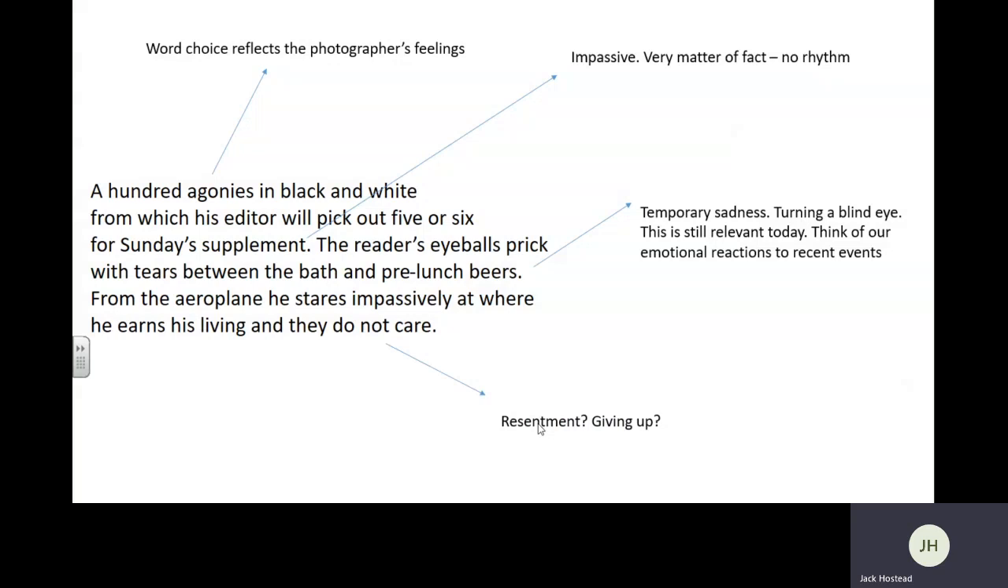So he's kind of staring, I think, possibly at England, the United Kingdom, and he stares impassively at it, like he's almost disappointed that they don't care because they don't see what he sees. Is he reflecting on his mission? Does he have resentment towards it? Is he giving up? We don't know. But these are all the ideas that you can think of, interpret, and write down in your responses.